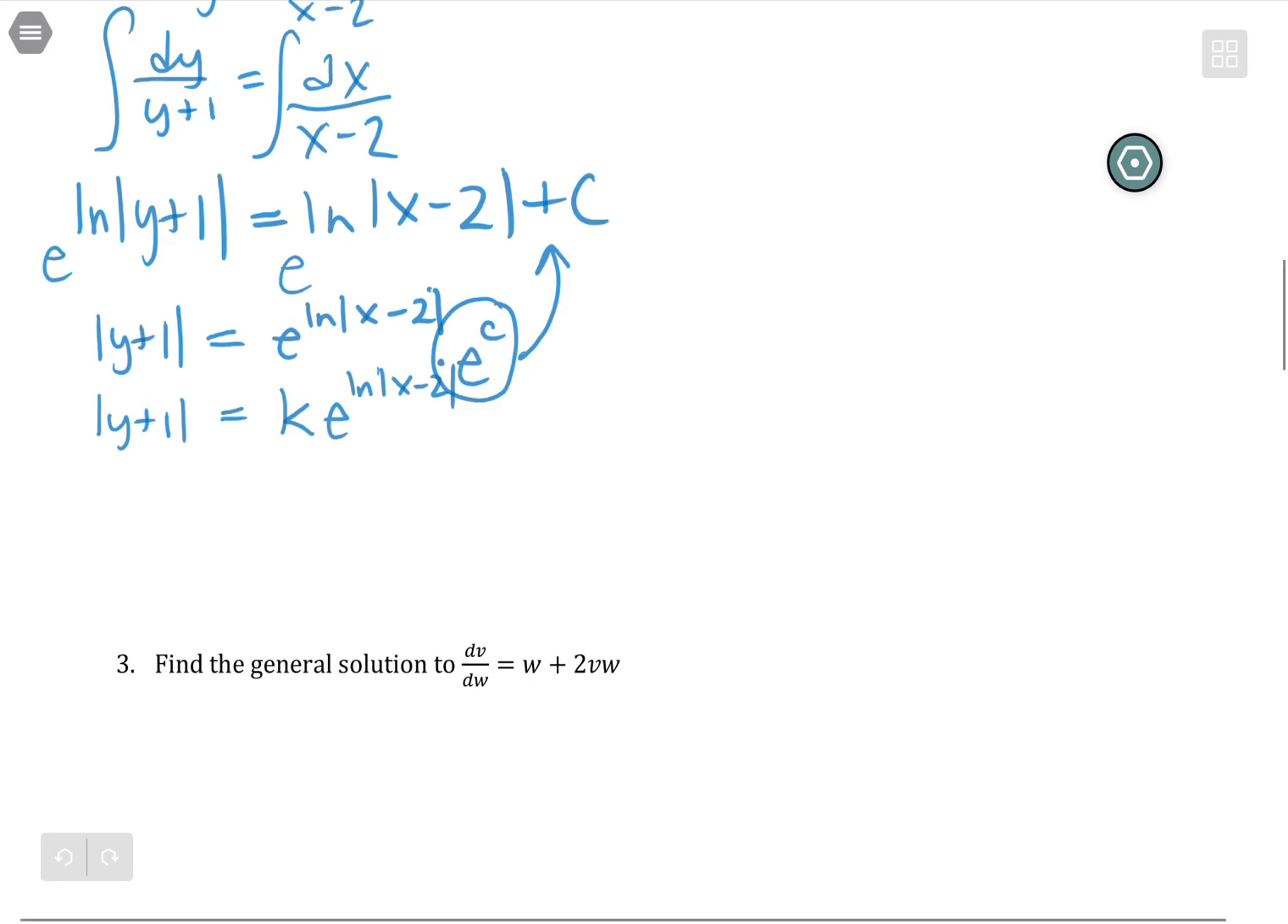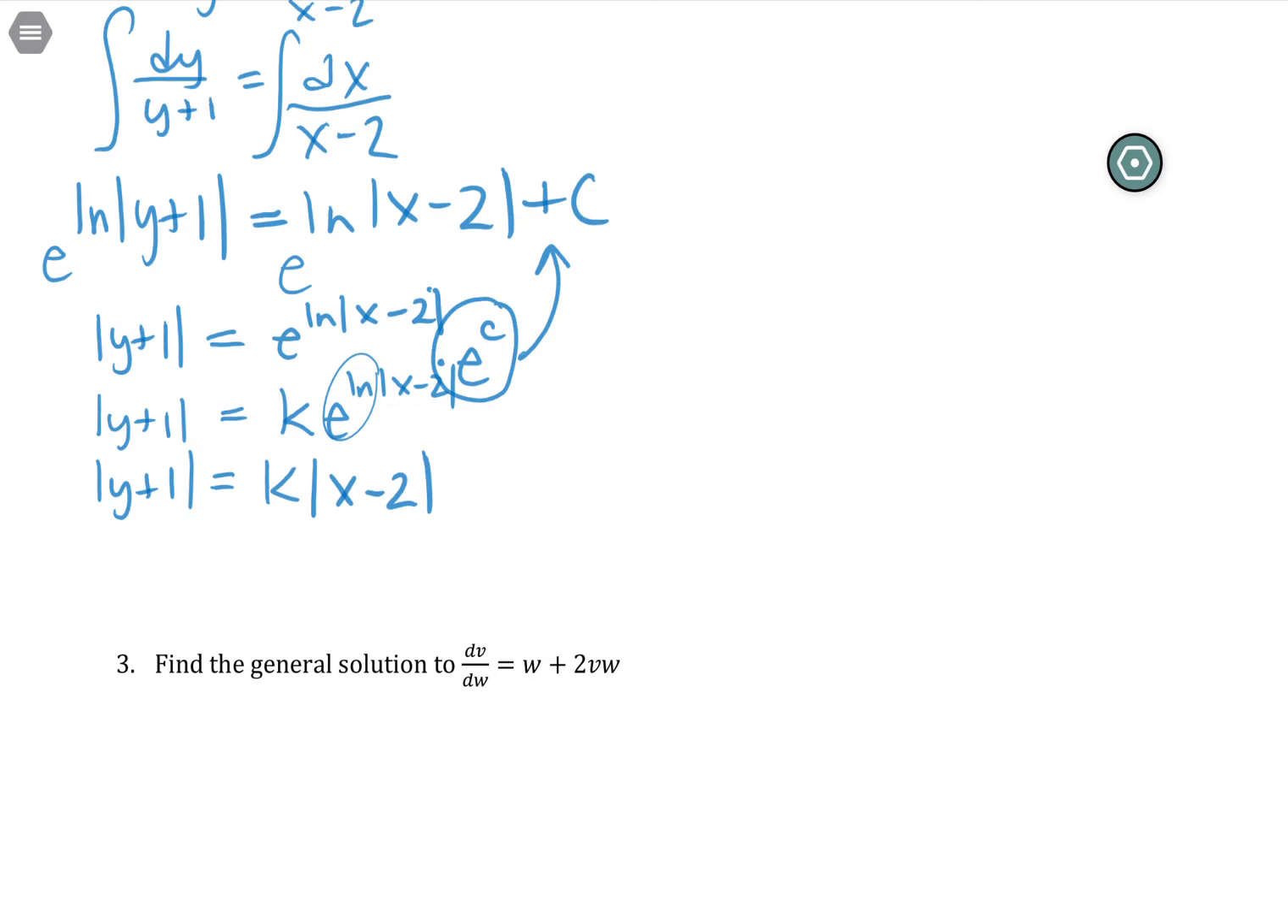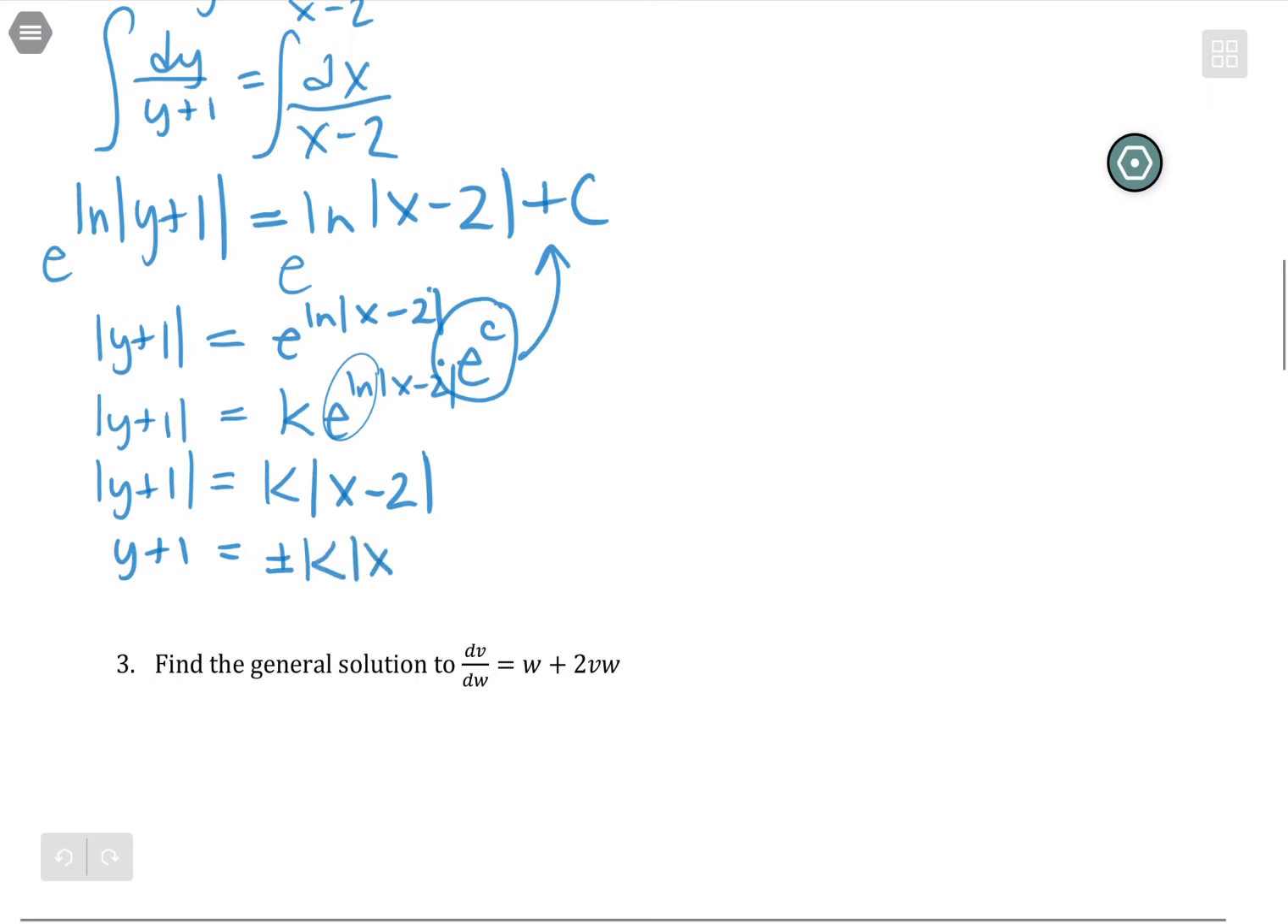Also notice that we have e to the natural log of stuff. Because those are inverse operations, we can just say that's absolute value of x minus 2. Those two will knock each other out. Okay, so again, simplified. Now we want to focus on the left-hand side. I need to get rid of an absolute value. And the way to do that would be to say, okay, well then y plus 1 is plus or minus k times absolute value of x minus 2.